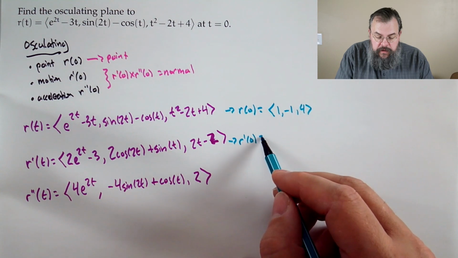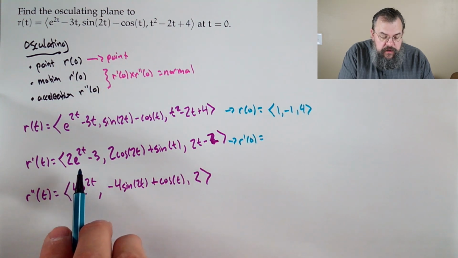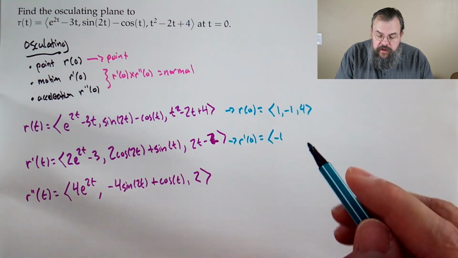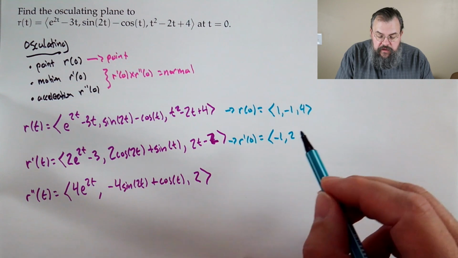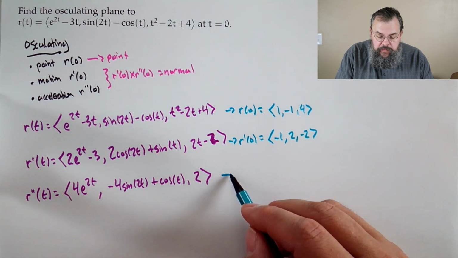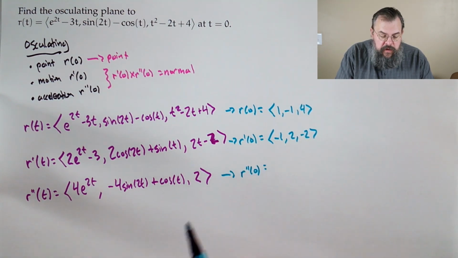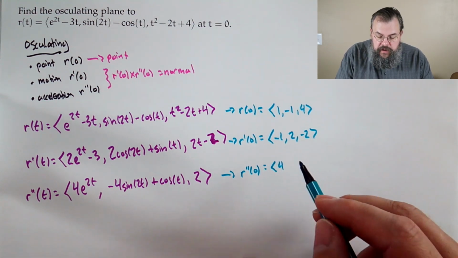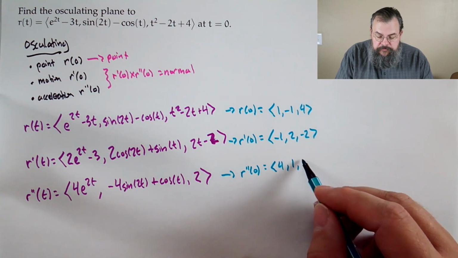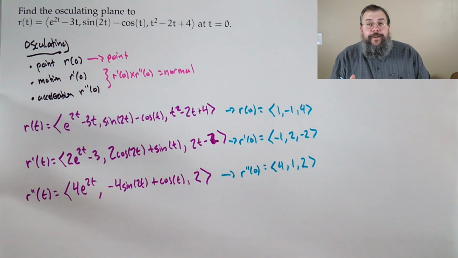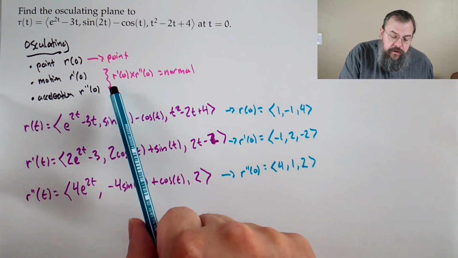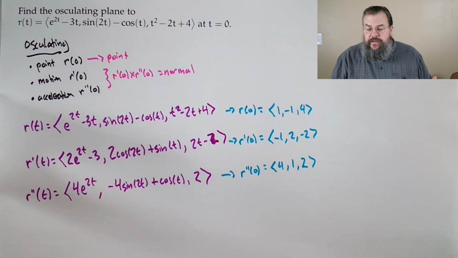r prime of 0, what is that going to be? 2 minus 3, negative 1. 2 plus 0, 2. 0 minus 2, minus 2. r double prime of 0 will be 4, and 0 plus 1, and 2. All right, so we're doing great. Now we have our r prime and our r double prime. We know by crossing them we get our normal. So our next step, let's cross and see what we get.